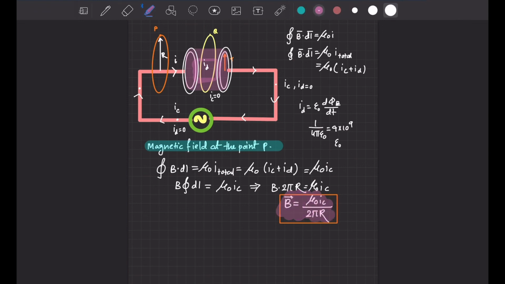Now, from the very beginning we have been discussing the fact that the deflection of the magnetic needle at the points P and Q is equal. So the magnetic field at the points P and Q should be equal. Let's find out whether the magnetic field at the point Q is equal to the magnetic field at the point P or not. All right, so let's find out the magnetic field at the point Q.